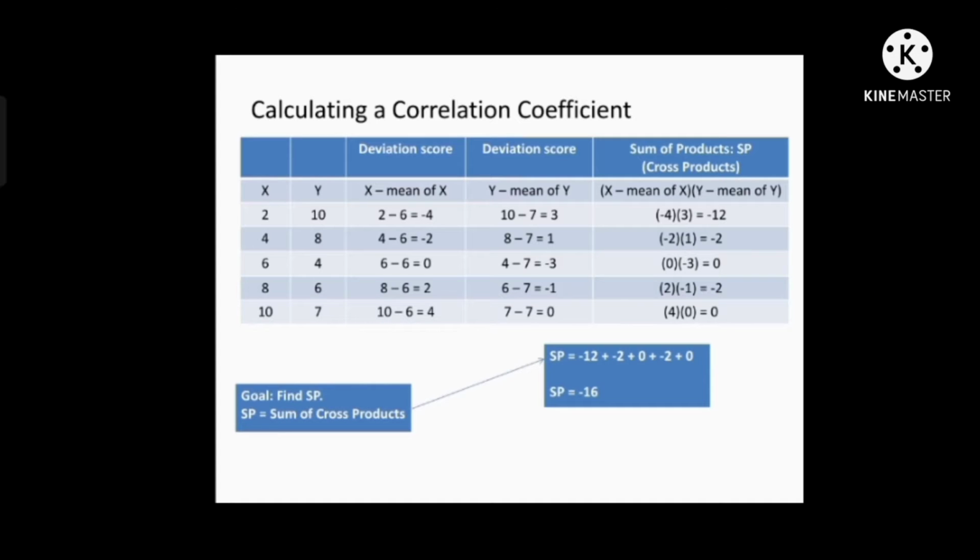So as you can see, the goal is to find SP, or sum of products. So the cross products are negative 12, negative 2, 0, negative 2, and 0. Simply add all of them. So SP equals negative 12 plus negative 2 plus 0 plus negative 2 plus 0. SP, the sum of products, equals negative 16.